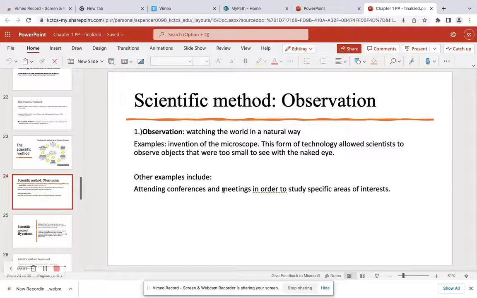But observation, this is just watching the world in a natural way. I've listed here two different forms of observation. One is the invention of the microscope. It allowed us to observe things that was not possible to see with the naked eye. Another example would be attending conferences and meetings. So, for example, if I was highly interested in hematology and oncology as a medical student, and I went to a hematologist-oncologist conference, and I studied his findings through an experiment, and I came back and developed my own experiment, this would be a form of observation.